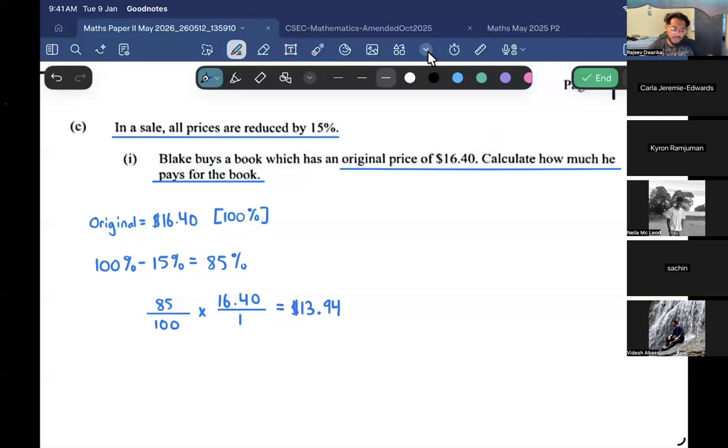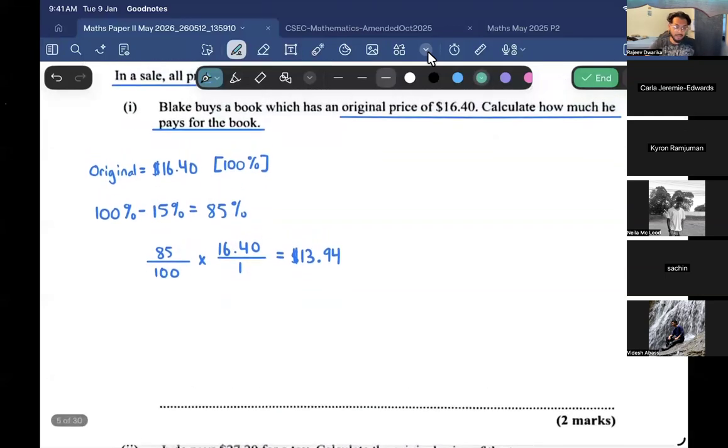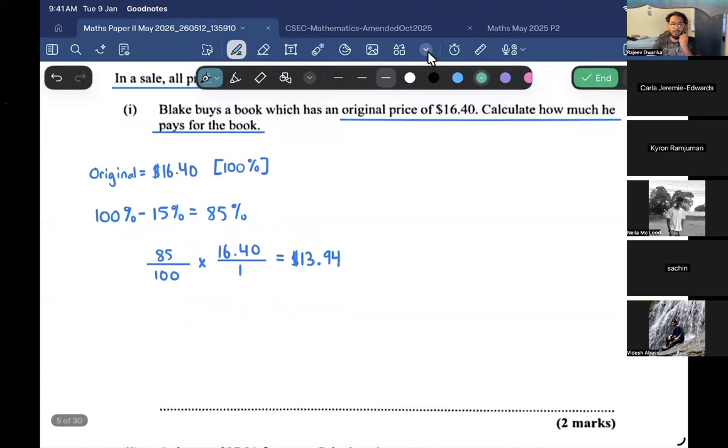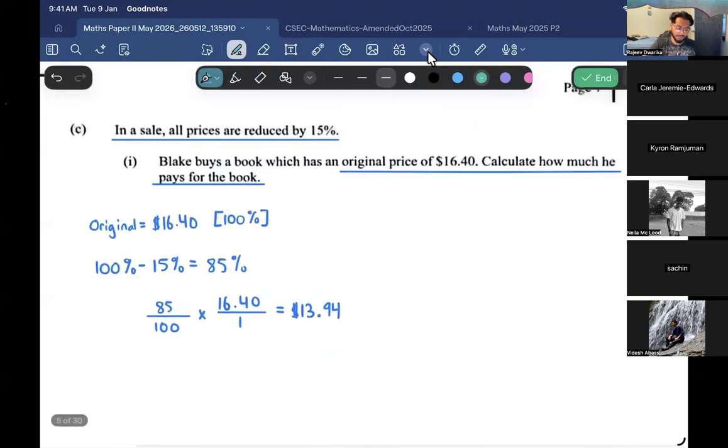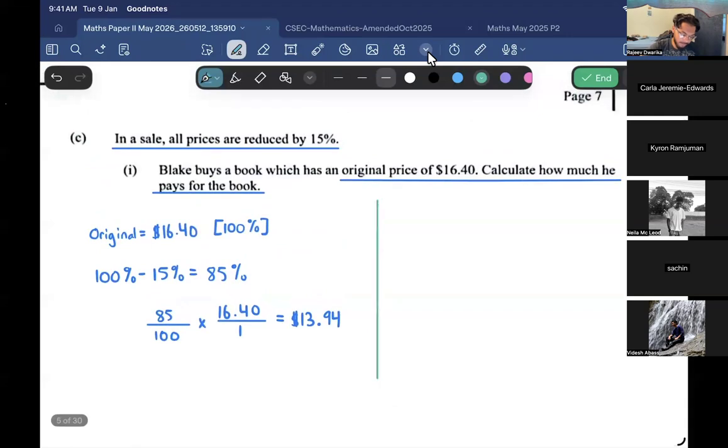Right. Now this is one way you could have done it. So you will actually be paying $13.94. So Sachin, let me know if you understand this or not. Okay, good. So that's one way you could have done the question. This is fine. Could anybody tell me another way you could have done the question? Neil, you want to tell me another way you could have done the question?